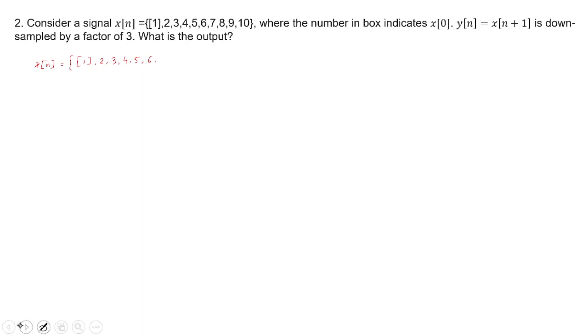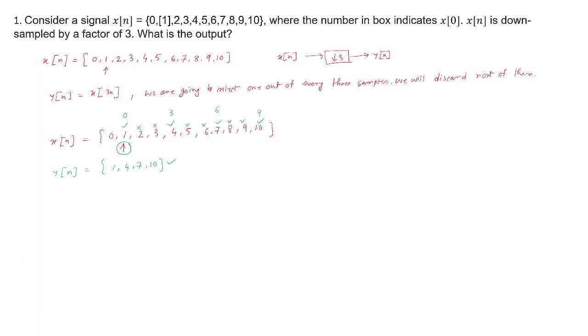By the way, there is one point I have missed saying. We are going to ignore this sample also, because this corresponds to the -1 index, which is again not a multiple of 3, so we are going to discard this also. Sorry, I forgot to mention it.